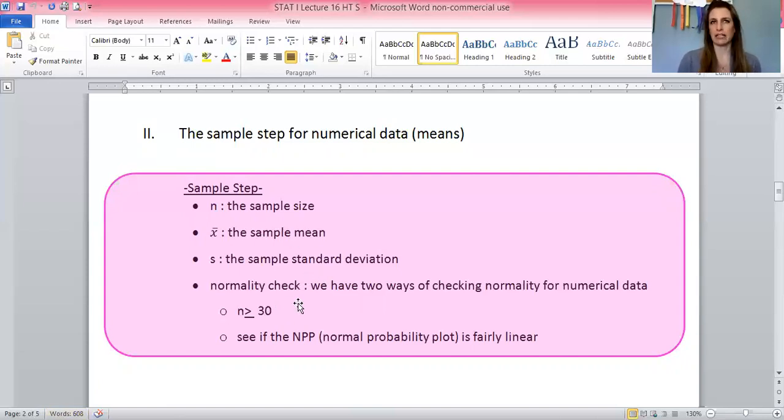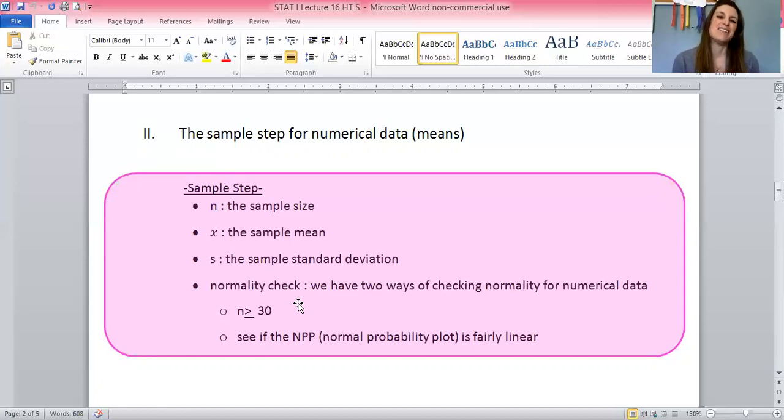Then my normality check. So we have to remember the normality check changes based on the type of data we have. So if we have numerical data, then I have 2 ways of checking normality. The first way is always the easy way out and the one I want to use if I can, and that is using n is greater than or equal to 30. Remember, this is our central limit theorem we talked about before. And all this says is that if my sample size is large enough, then I can go ahead and assume that I have normality. So if n is greater than 30, I love it because it's just the easy way out, right?